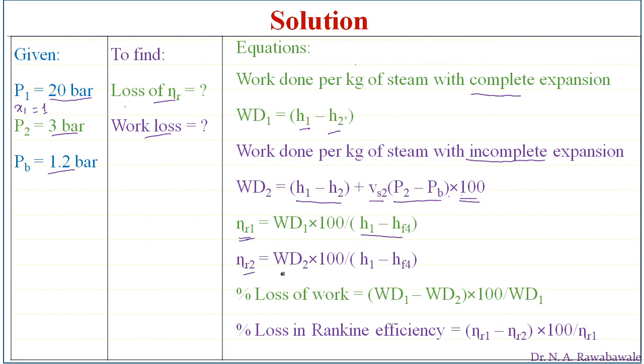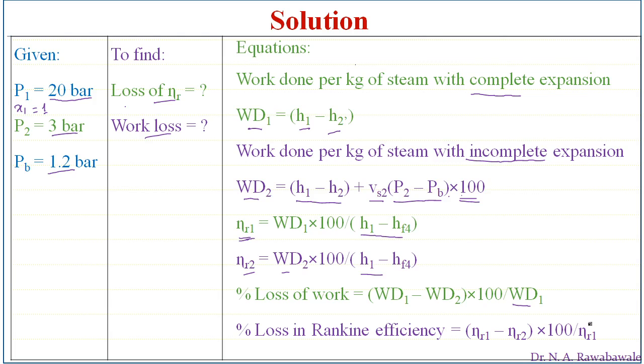Then Rankine efficiency 2 is again work done divided by heat supplied. Then loss of work: here we obtained work done 1 and work done 2. Work done 1 minus work done 2, divided by work done 1, gives us the loss of work. And Rankine efficiency 1 minus Rankine efficiency 2, divided by Rankine efficiency 1, gives us the loss in Rankine efficiency.